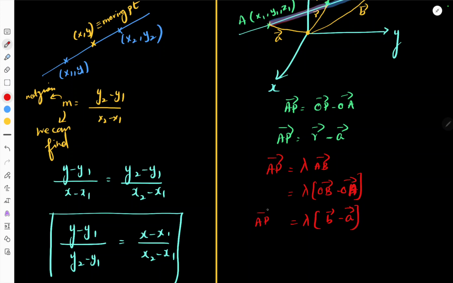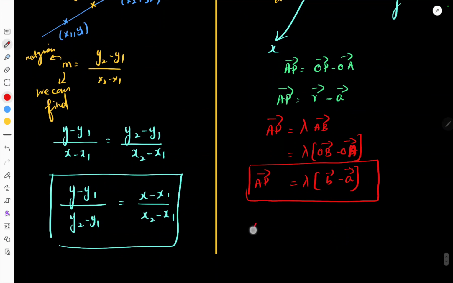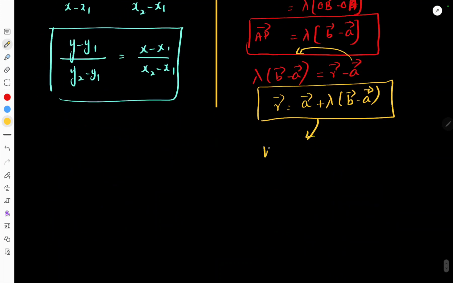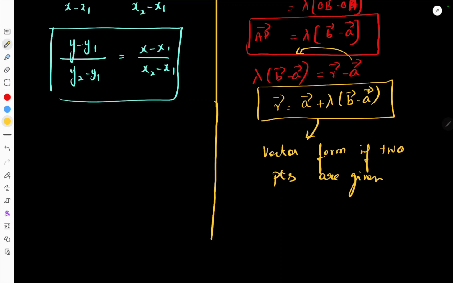So in place of this AP vector I can just substitute this one, some lambda times B vector minus A vector. So if I substitute this here, it will be lambda times B vector minus A vector equal to R vector minus A vector. From here I got R vector equal to, if this minus A comes here, it is plus A, so A vector plus some lambda times B vector minus A vector. So this is the Cartesian form if 2 points are given. Sorry, this is the vector form, not the Cartesian form. So vector form if 2 points are given. So this B vector is the position vector of the point on the line, and A vector is also the position vector of the point on the line.